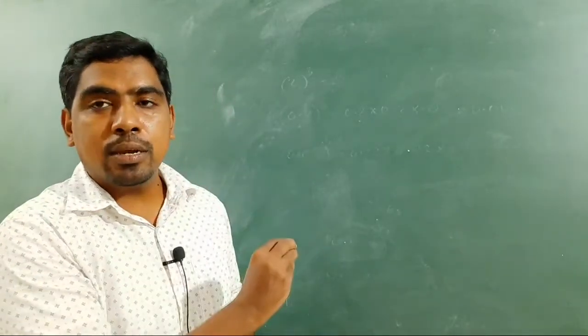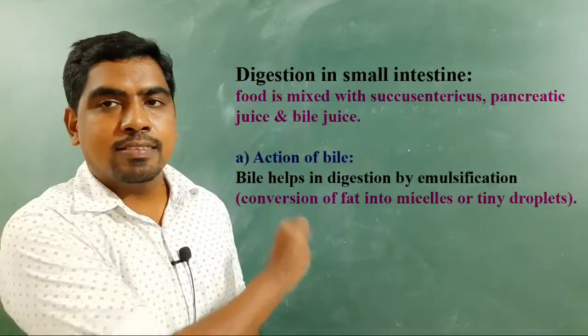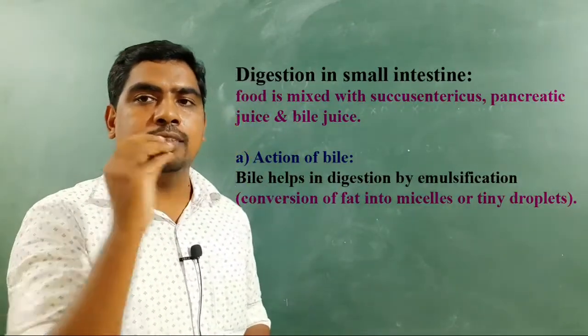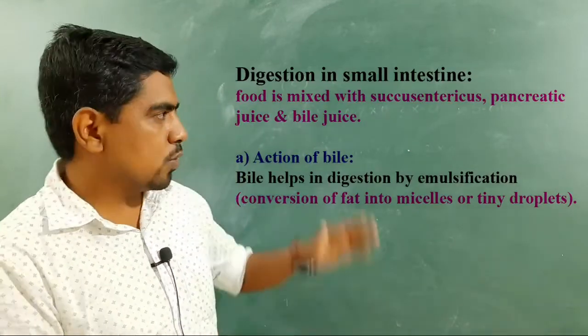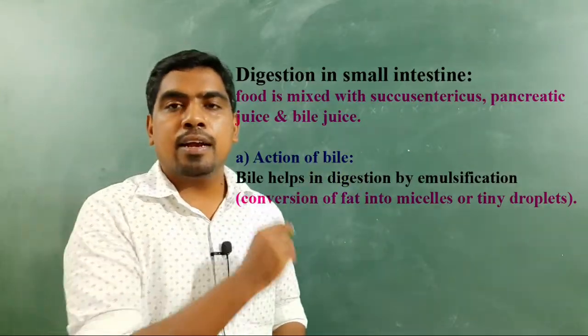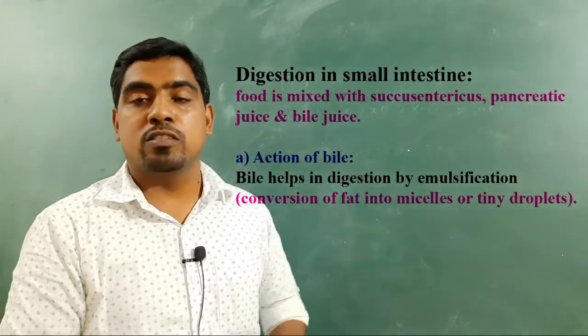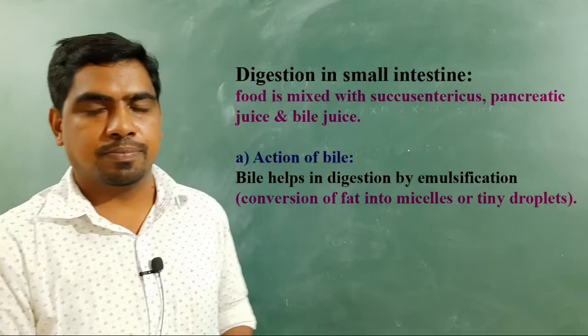And the major area of digestion is the small intestine. Here the actions of bile, pancreatic juice and succus entericus occur. First one, actions of bile. Bile converts fat into tiny particles called micelles. That process is called emulsification.